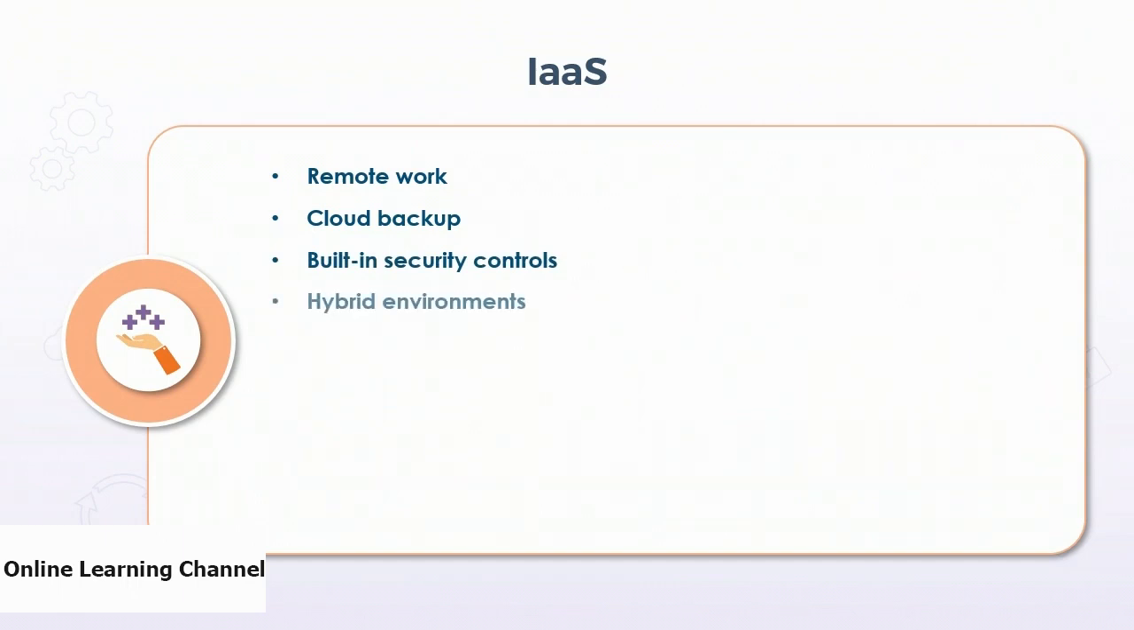Built-in security controls, hybrid environments, right? So maybe we have an on-premise, we hook it up to infrastructure as a service in the cloud, and we're running a hybrid environment. Migration, so we may start to migrate some of our services to the cloud, so we can spin up some infrastructure as a service products like maybe a server, storage gateway, and start migrating over to infrastructure as a service. Cloud connected devices and cloud connected applications, and cost optimization. So again, we're not paying for stuff sitting idle anymore. We're only paying for what we're using.